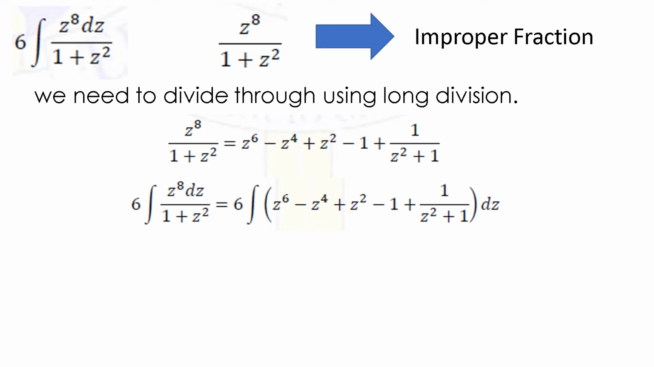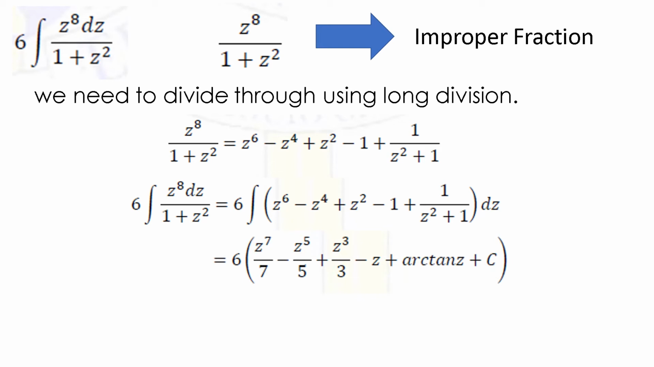If you notice, the first, the second, and the third term, which are z raised to 6, z raised to 4, and z squared respectively, could be integrated by the use of the general power formula. The fourth term could be integrated just by using the first property of integrals, and the fifth or last term can be integrated by applying the formula of the integrals of inverse trigonometric functions.